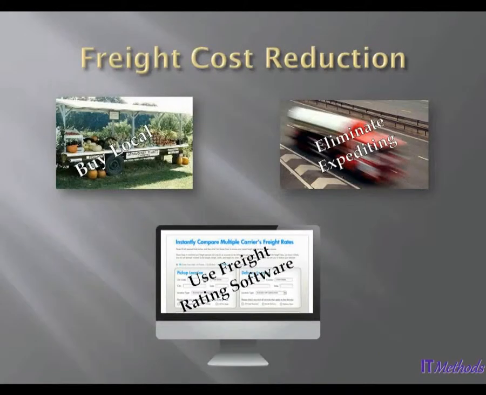So let's talk a little bit about freight. My wife works for Whole Foods Market, and there's a big campaign in the food world to buy local. But this can be no more true than in the manufacturing world, because if you're getting product from a local supplier, your freight costs are lower.